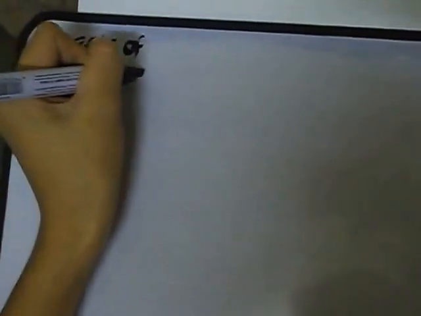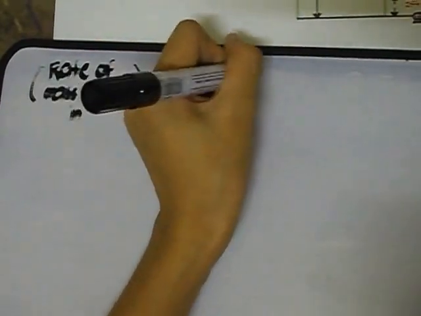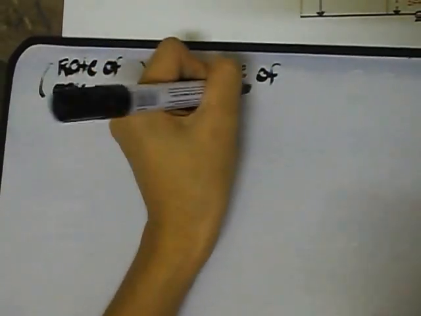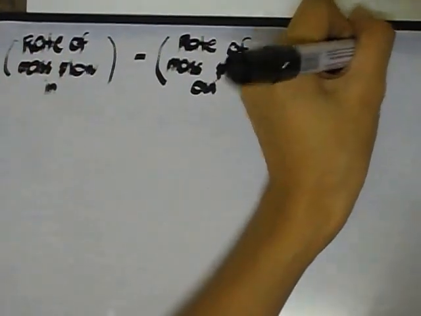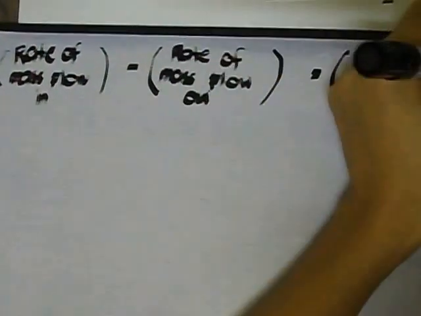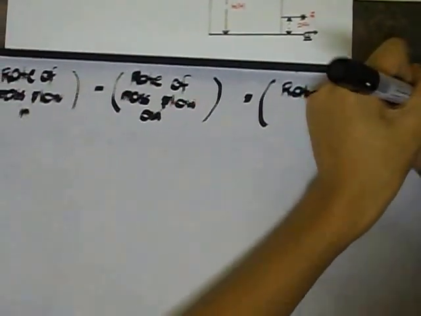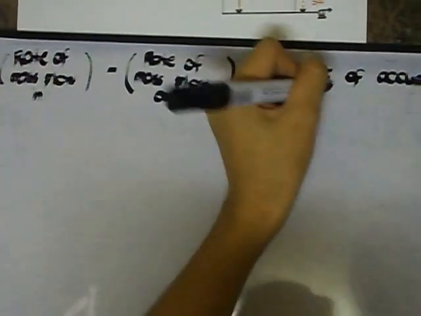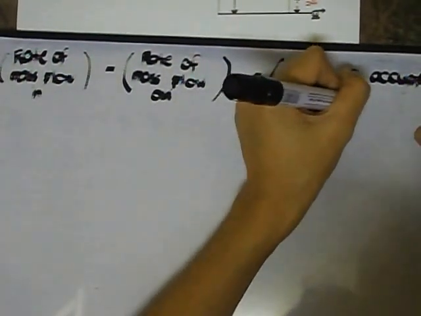Pareha ra gyapon. Kung imuhang unahon yun nimo nga buhaton kay magmas balance gyapon ka. So, na kay rate of mass flow in minus rate of mass flow out is equals to rate of accumulation of mass in tank.